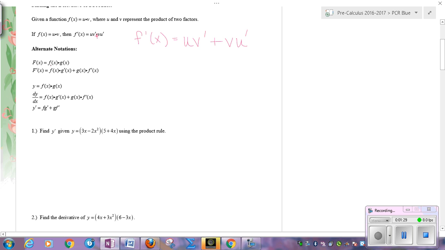Okay, so this is just some of the other things that you could see. Your two factors could be represented by f of x and g of x. So it's just different ways of all saying the same thing. All right, so we're going to find this derivative. Now, I want to show you the relationship between the product rule and the power rule.